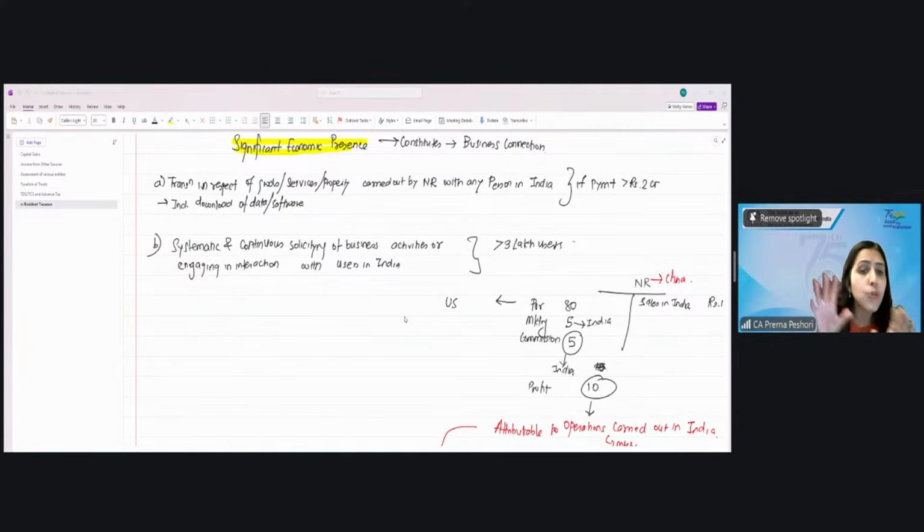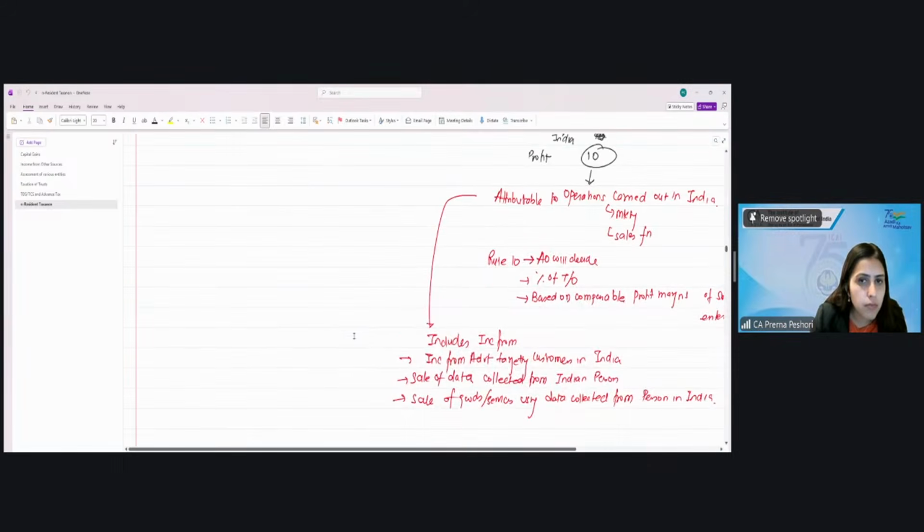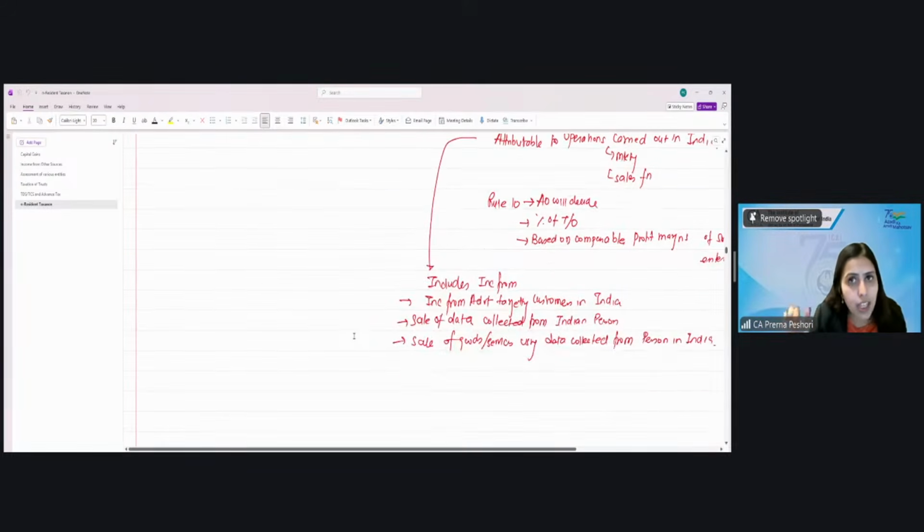So let's say if I'm only doing a marketing activity over here, so out of 50 rupees, I will only attribute a percentage of that 50 which shall be attributable in India. Are we clear? Now this income which is attributable to operations carried out in India will include the income from advertisement targeting the customers in India, sale of data collected from Indian persons, or sale of goods or services using the data collected from Indian persons.